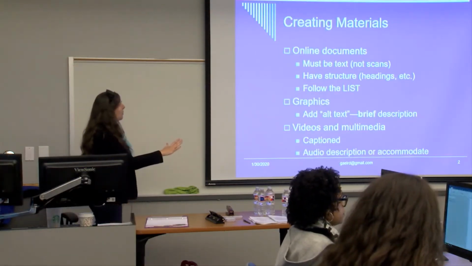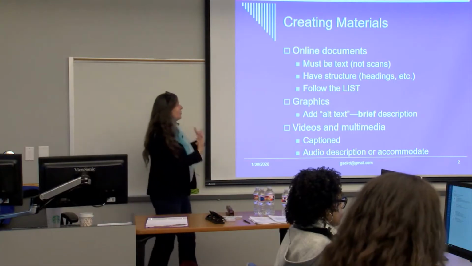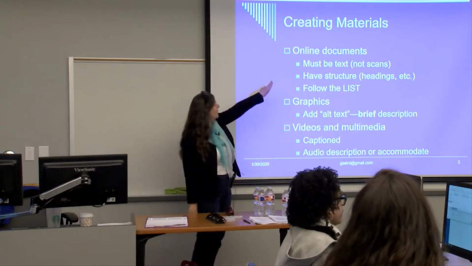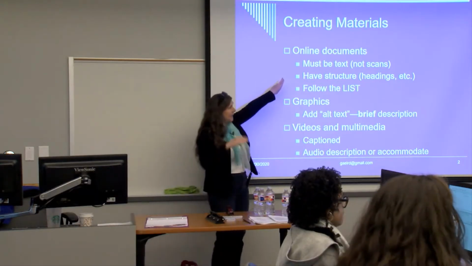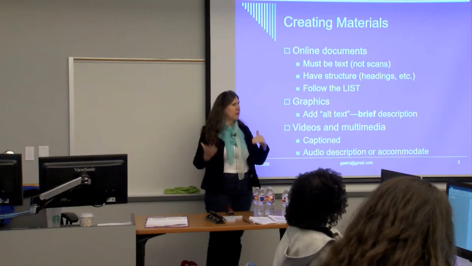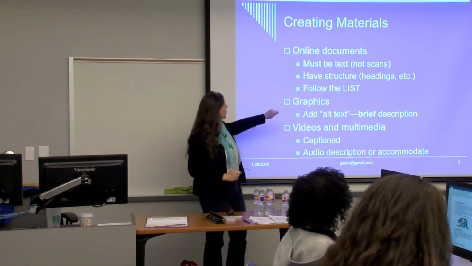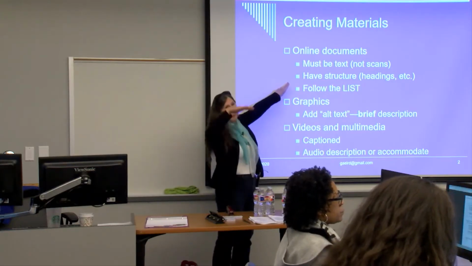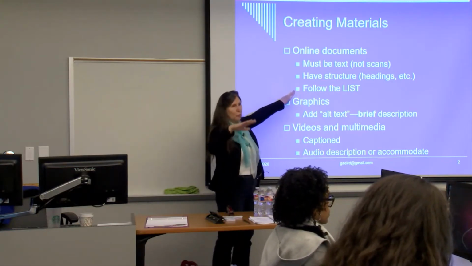So anything that you're putting online, we kind of talked about this before, but I'm going to tell you again. Online documents need to be accessible. The lowest bar is that they at least have to be text and not scanned. So if you're scanning something, you need to change it into text using optical character recognition. For documents that you're creating yourself, though, we raise the bar a little bit. They need to have structure.